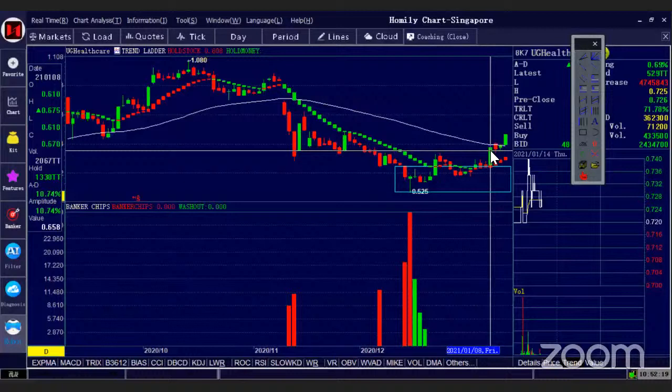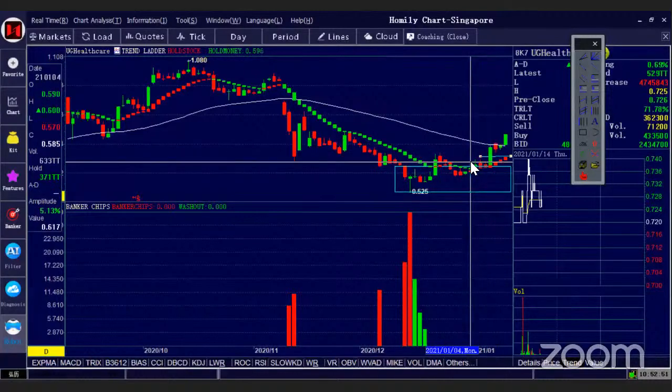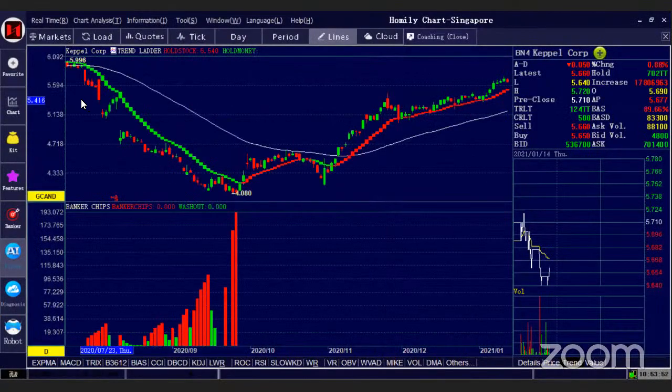Half level is here, all right? You see, although the mean line has resistance, the correction here is a very weak one. It can never even touch the half of this long bullish candle. It's quite safe, the upward momentum is quite strong. So if I had bought here, I have a lot of banker chips.